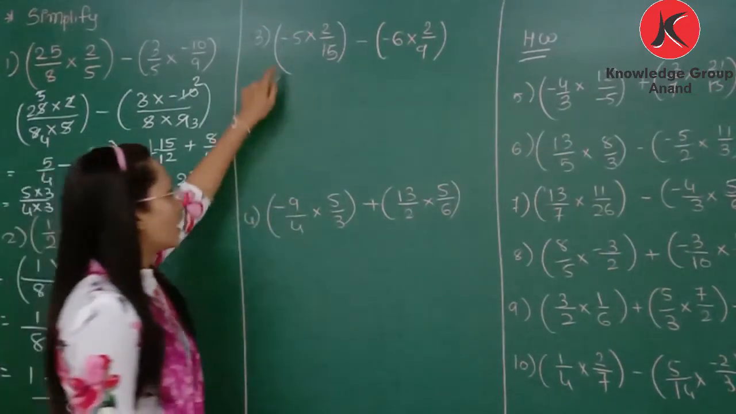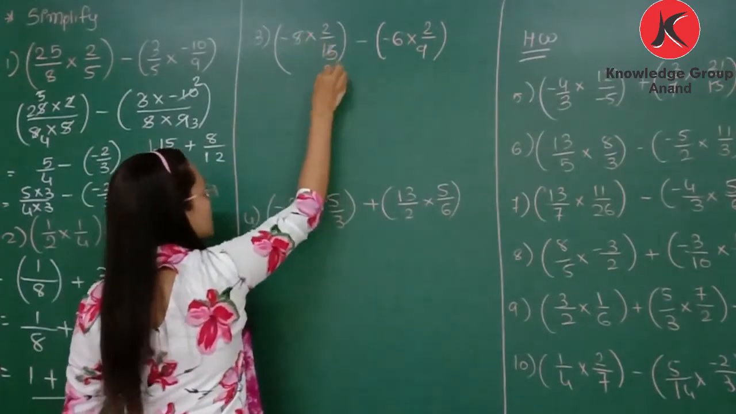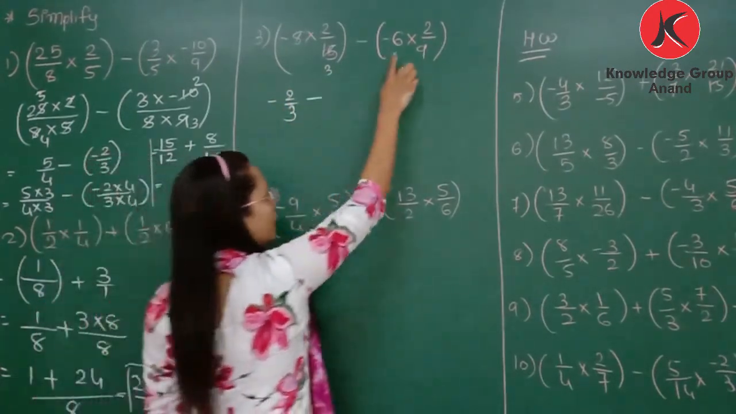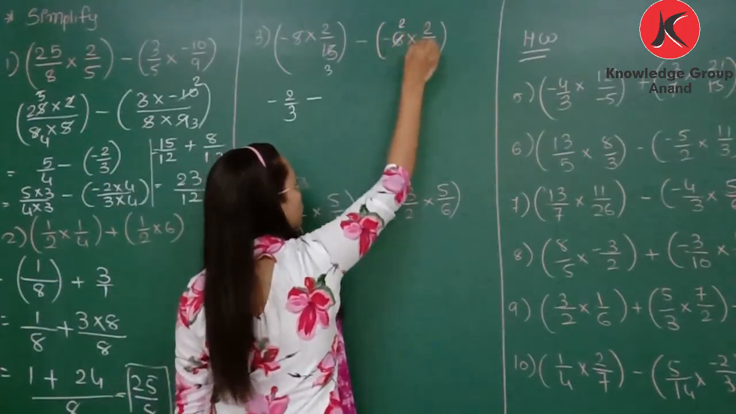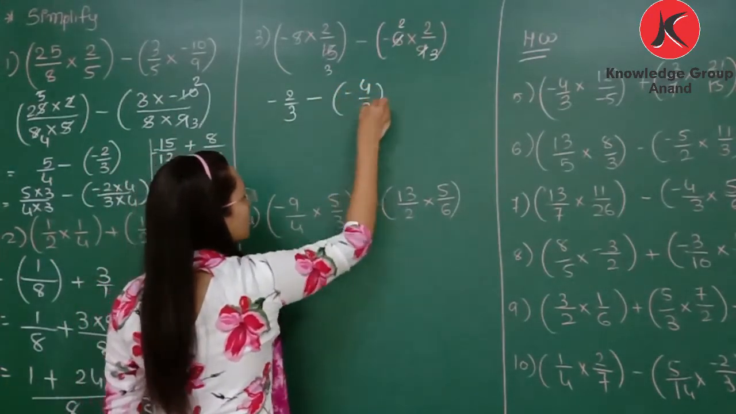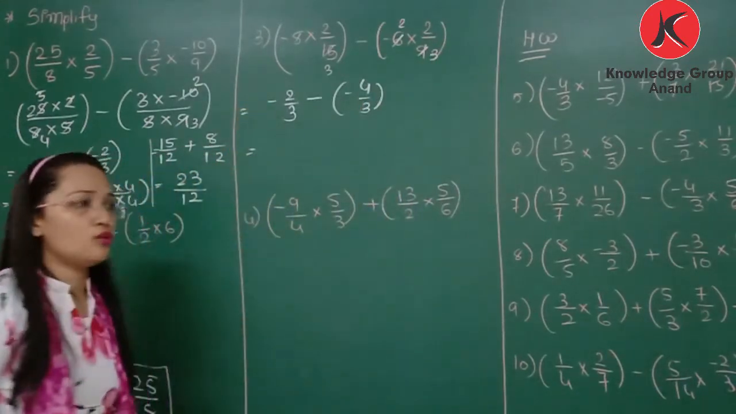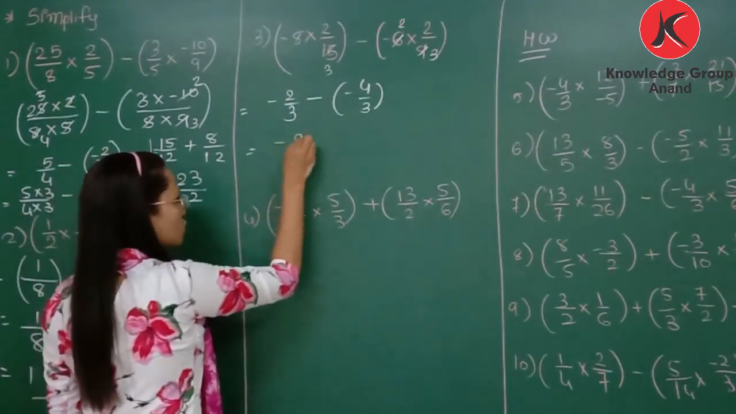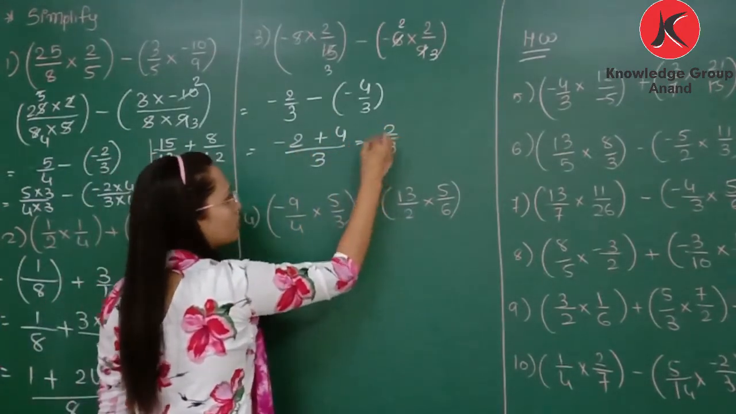Now next one, minus 5 multiplied 2 by 50. So here you can cancel out this 5 3s are. So we have minus 2 by 3 minus. Here you can cancel out common factor 3 because 3 2s are 6 and 3 3s are 9. So we have 2 and 3 in a denominator. So minus 4 by 3. Minus 2 multiplied 2 is minus 4 divided by 3. Now here you can see the denominator is same. So no need to take LCM. So we can write minus 2 minus minus plus 4 divided by 3. So we have 2 by 3.